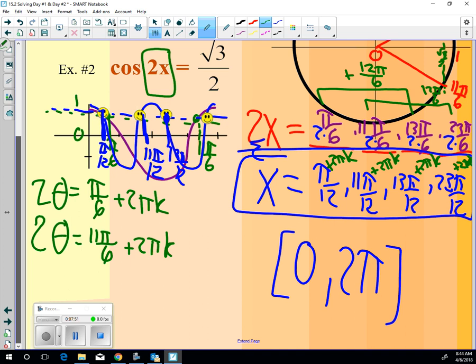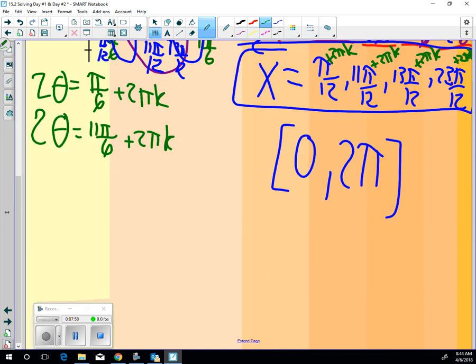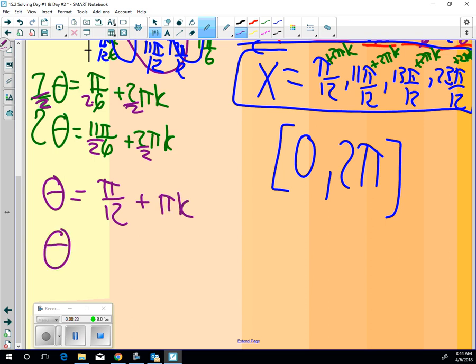And then what do you think we're going to do? Take a wild guess. We want to solve for theta. What are you going to do next? Divide by 2. So I'm going to do that. So this is going to be theta equals pi over 12 plus pi k. And this one is going to be 11 pi over 12 plus pi k.